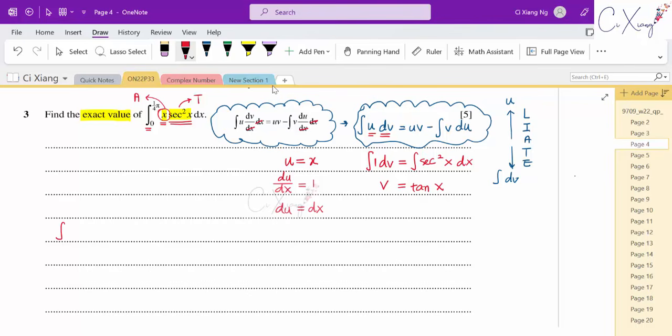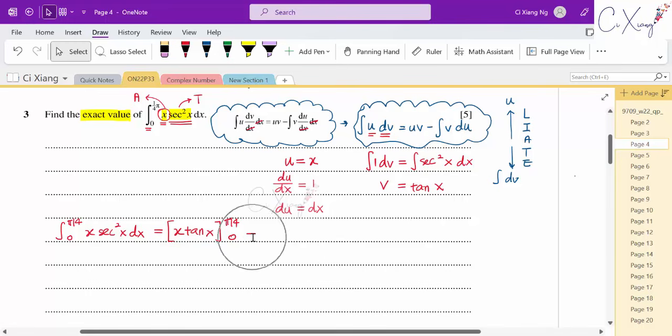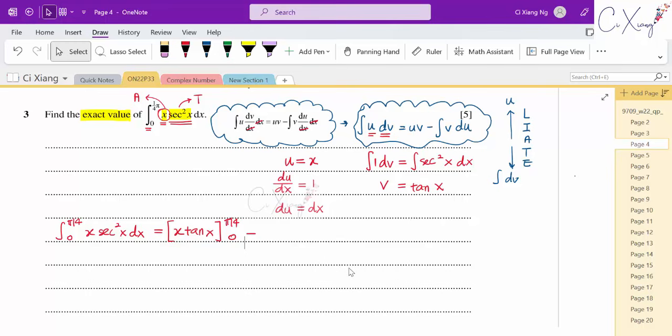For integration by parts, we copy the question first. According to the formula, this question is our left hand side, and it equals to uv. What is the u? u is equal to x. What is your v? v is equal to tangent x. And then for uv, you have to put in the limits, which are pi over 4 and 0. Then minus, can you see the minus here? We just copy the minus into our solution. And then the integration, I just copy the integration. Of course, the limits still remain.